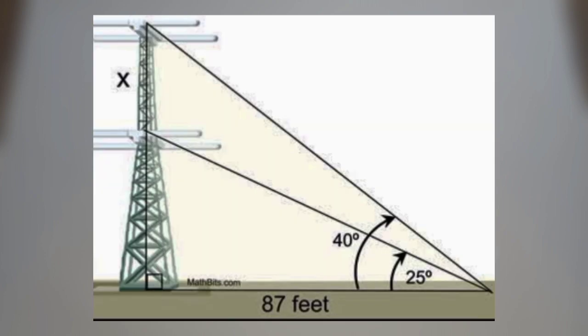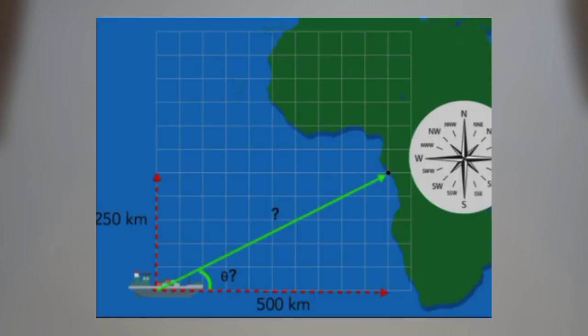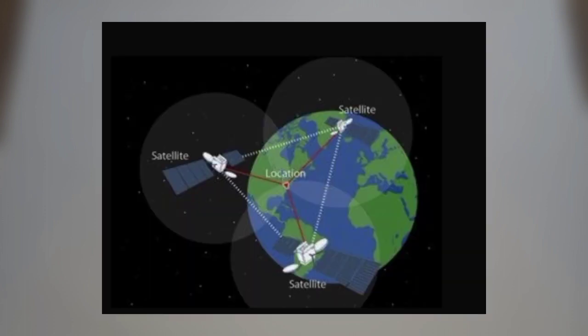Architecture. Architects and builders use trigonometry to design buildings and structures. It helps them calculate angles, lengths, and heights to ensure everything is built correctly and safely. Navigation. Sailors and pilots use trigonometry to find their way. GPS systems use trigonometry to determine your exact location by measuring distances from satellites.